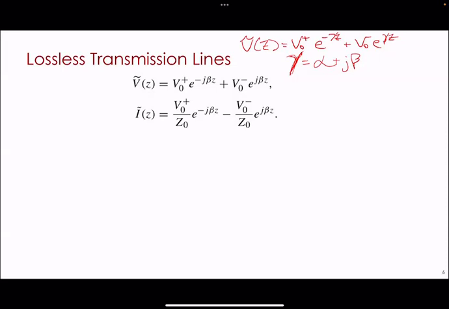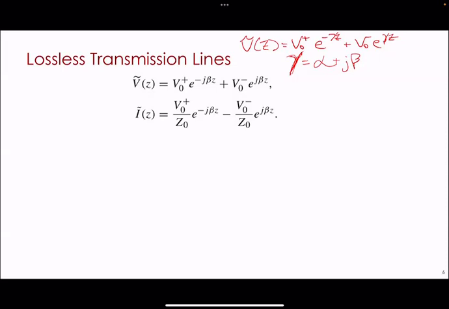Z is our position on the line, okay? Now, I'd say it makes sense, if this is the source here, to make Z equal 0 right at the source, right? Yeah, we could do that. And then Z would increase.